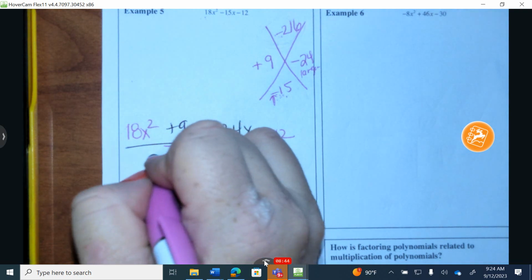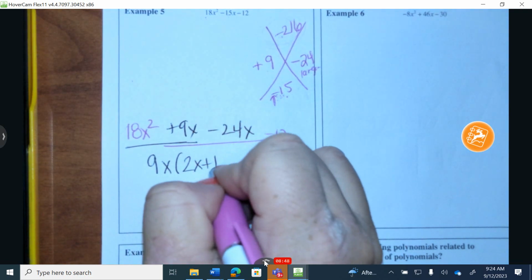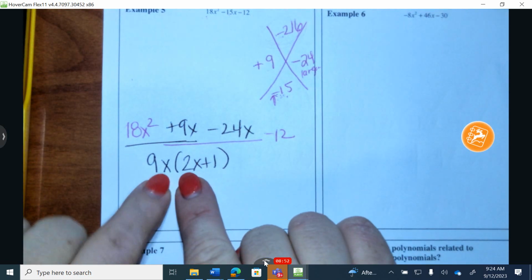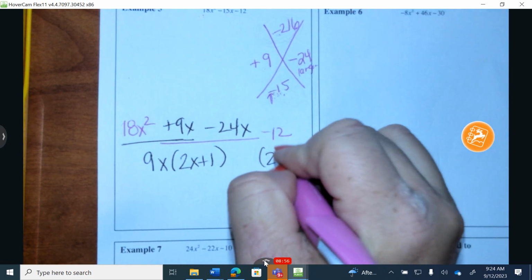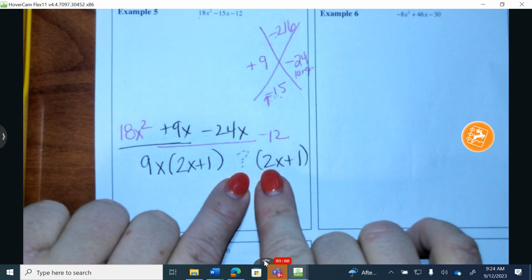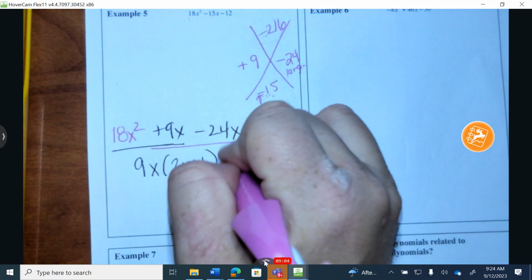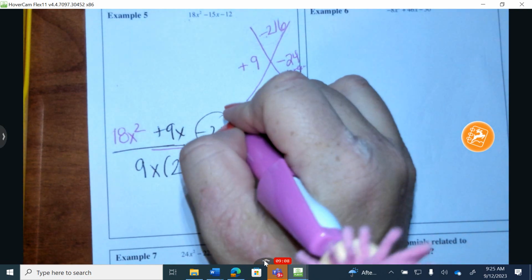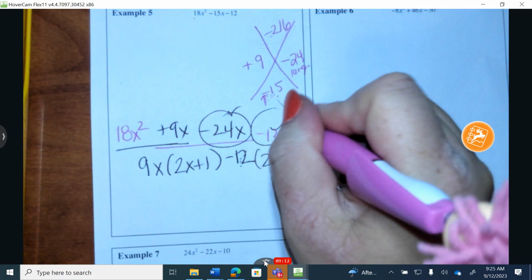The most I can take out of both of these is a 9 and an x. I'm left with 2x plus 1, and I'm going to slow it down. When I distribute, I multiply 18x squared plus 9x, okay? I rewrite this 2x plus 1, and I put a little question mark. What times 2 gives us a negative 24? Negative 12. So there's negative 24x. I achieved this term, and here is a negative 12 when I distribute.